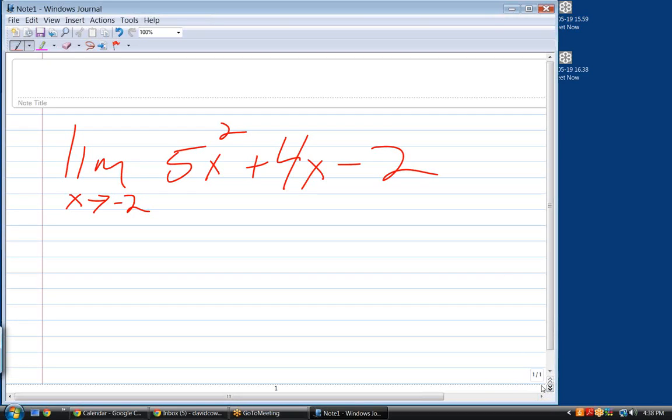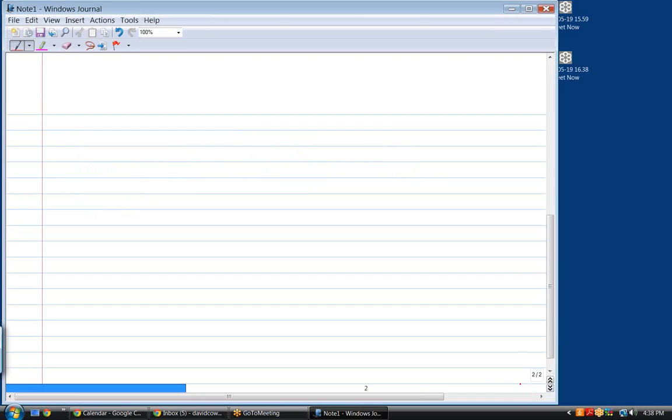Okay, what else you got? Looking through this, look for the ones that are quotients. Those are going to be the ones that are 0 over 0. This one doesn't have 0 over 0, but it has 0 in the denominator. Let's look at at least one of those so you know what those are.